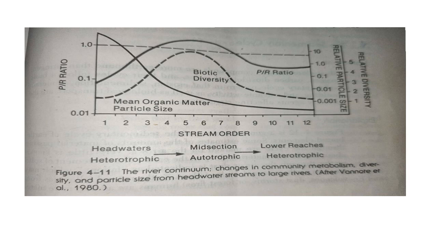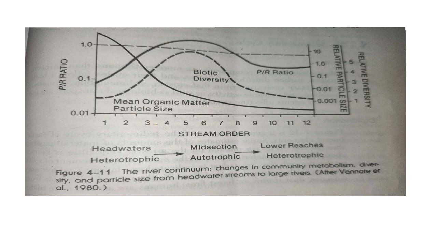This is a figure which shows a river continuum, and how there are changes in the community metabolism, diversity and particle size from headwater streams to large rivers. We can take the example of the river Indus in Pakistan. There are headwaters, midsections, and lower reaches. As you can see here, the headwaters are mostly heterotrophic in nature, the midsections are mostly autotrophic, and the lower reaches are again heterotrophic in nature.